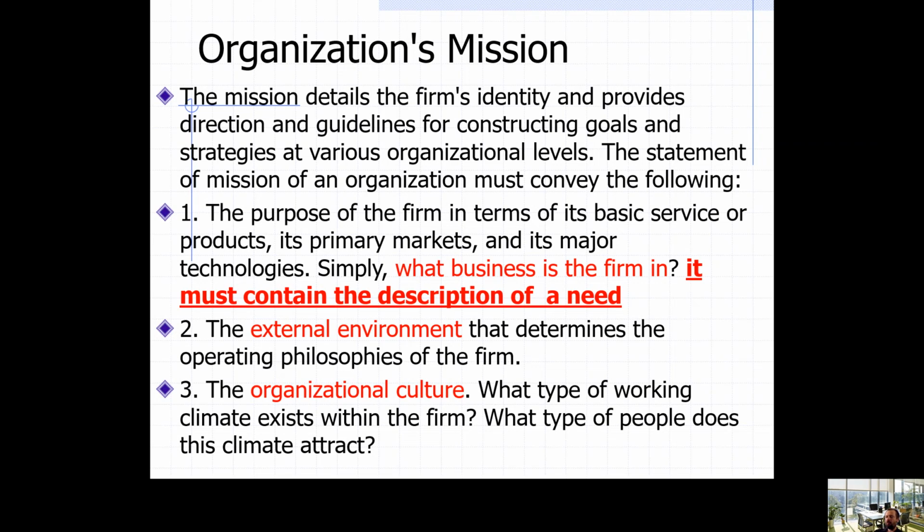Okay, another example. When a farmer buys a tractor, he or she buys not just something with four wheels, but the possibility to work in a more effective and efficient way.